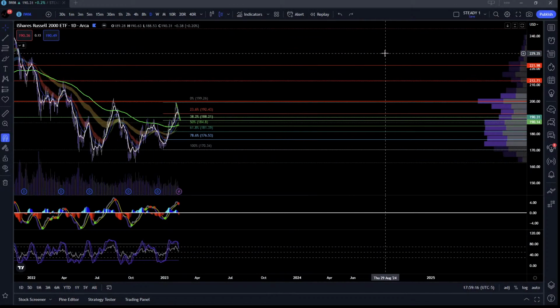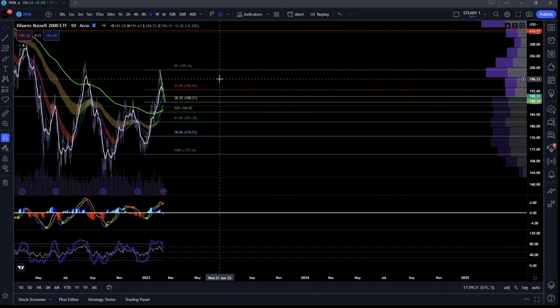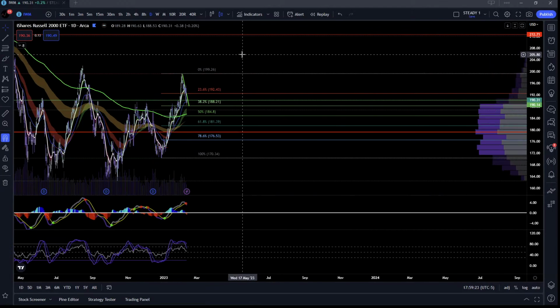Weird. There we go. Okay, so let's break down for IWM what we have over here based off of our levels, right? So similar thing with IWM with a lot.